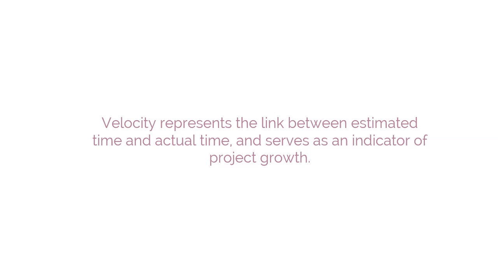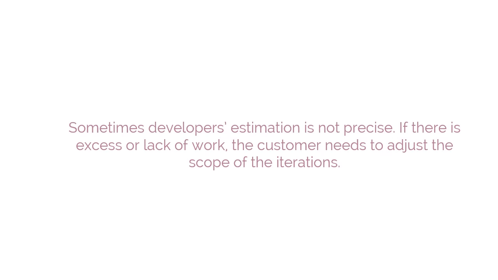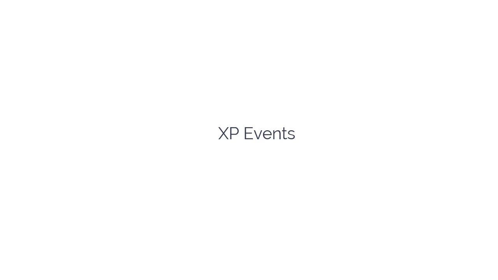If there's an unexpected rapid increase in pace, then it may be due to the discovery of a new technique. An abrupt decrease in team velocity may be the result of communication problems. It may be found during an iteration where the developer's estimation was not precise. Once the team figures out whether there is an excess or lack of work, the customer needs to adjust the scope of the iterations. And this brings us to the end of this module.